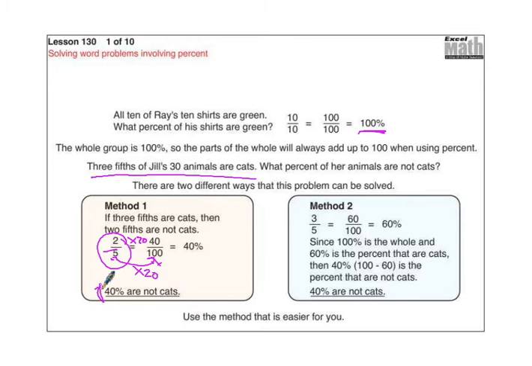The other way to do it is to figure out what percentage are cats, which is 3 out of 5. Same thing, we multiply by 20 and get 60. So 60% are cats, and 100 take away 60 is 40. And so that means 40% are not cats. Which way do you guys like the best, method 1 or method 2? Method 1. I like method 1 too because you go straight to the answer instead of having to do a subtraction problem at the end. Whichever one's easier for you, you can use.